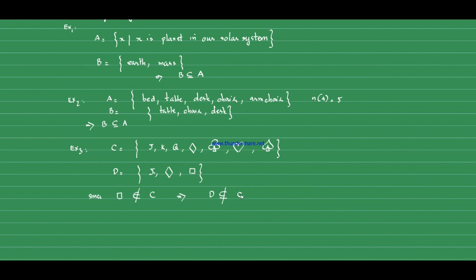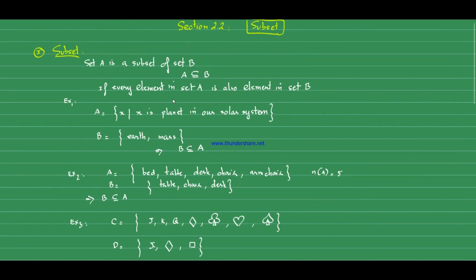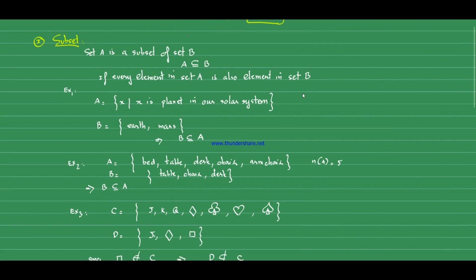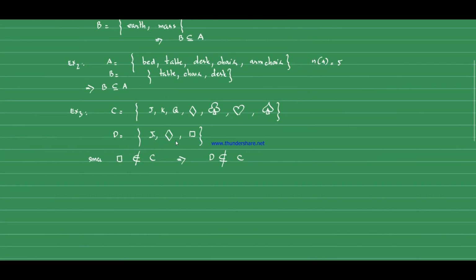Because according to the definition of a subset, if every element in set A is also an element in set B, then A is a subset of B. But over here, the square is not in set C, so I cannot say that D is a subset of C.